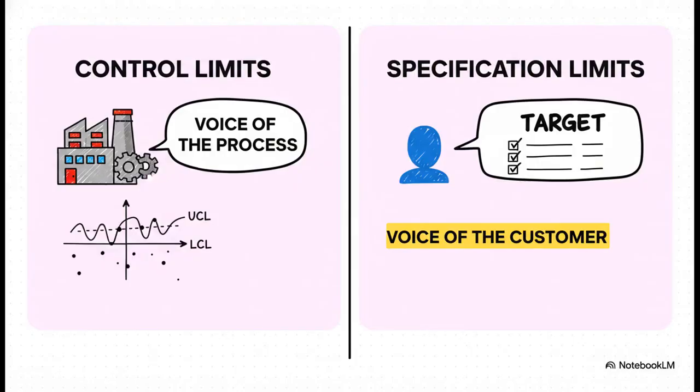Look, it all boils down to this: the voice of the process versus the voice of the customer. Your control limits, those are the voice of your process. They come directly from your data, and they show you the natural variation your process is actually capable of right now. Specification limits, that's the voice of the customer. They're based on what the customer wants, and they have absolutely nothing to do with what your process can do. So think of it this way: control limits tell you what the process is doing. Spec limits tell you what you wish it was doing, and you just can't mix those two things.